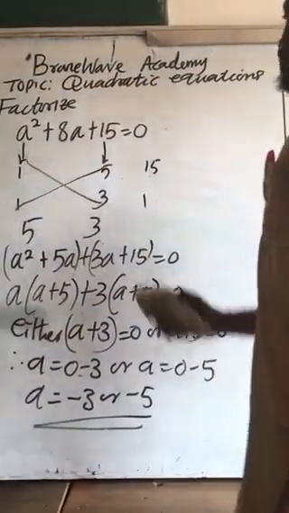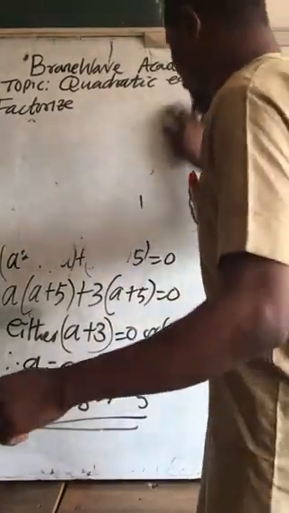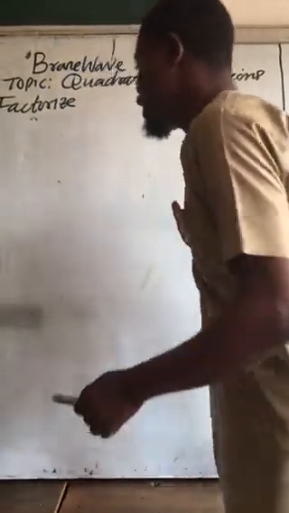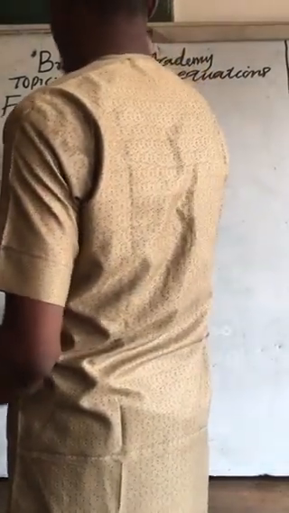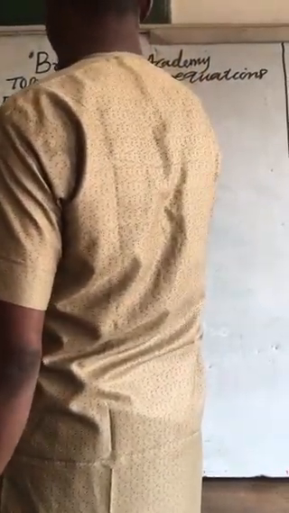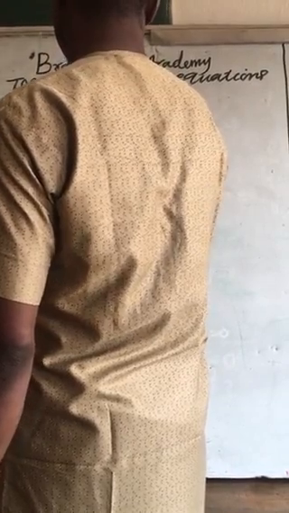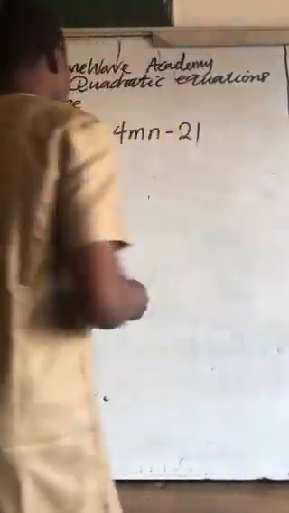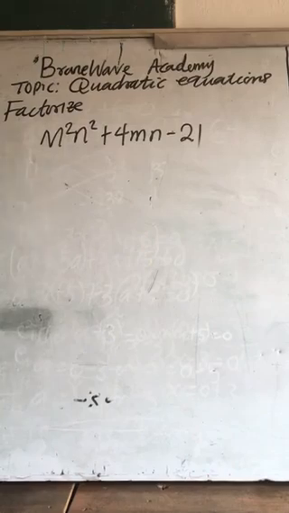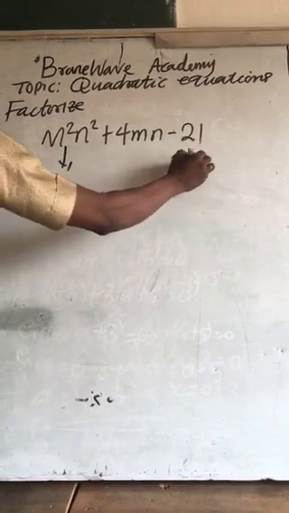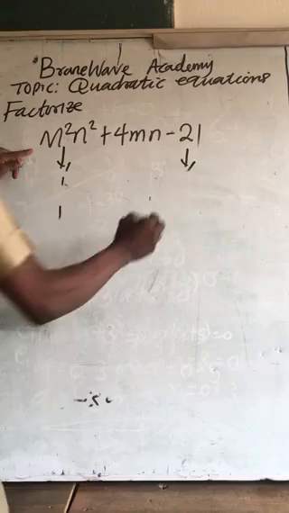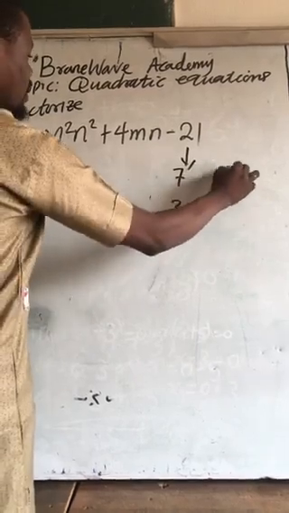Let me ask one more question. Assuming you have this, you are asked to factorize m squared plus 4mn minus 21. Don't panic that we have m and n. It's all the same. The coefficient of m and n here is still 1. Here is 21. Factors of 1 is 1 times 1. And factors of 21 is 7 times 3 and 21 times 1.